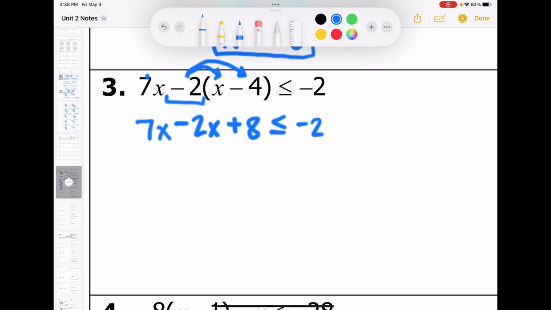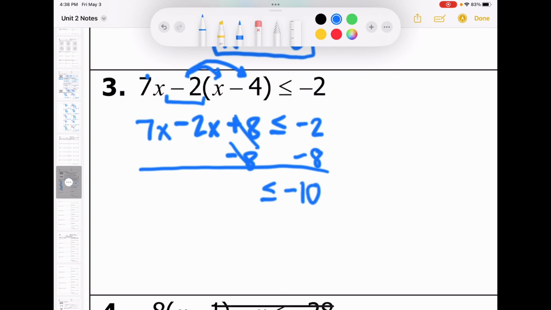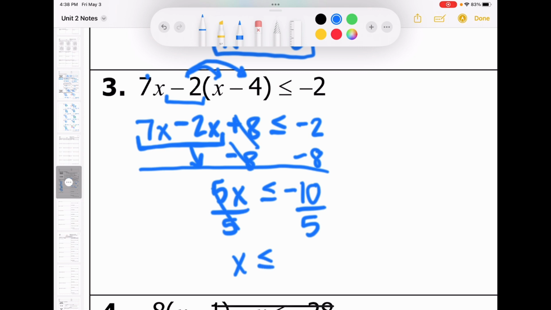Now, I need to get all my numbers onto the right side, so I'm going to subtract 8 from both sides, which leaves me with negative 10. And then I can go ahead and combine my like terms here. So 7x minus 2x is 5x. Now I got to get x by itself, so I'm going to divide both sides by 5. So x is going to be less than or equal to negative 2, because negative 10 divided by 5 is negative 2.